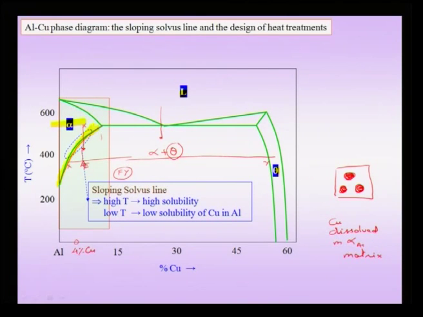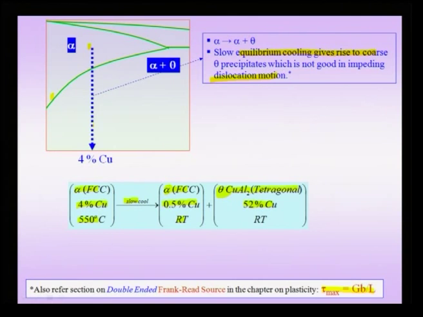and the solubility decreases with decreasing temperature. But if I slowly cool it, I get my equilibrium theta precipitate, which is very coarse, which is not good for the hindrance of dislocations, and therefore, I would like to produce a fine distribution of precipitates in the aluminum matrix. The nature of these precipitates could be different from theta, as we shall see soon. It may not be the equilibrium theta precipitate, but we will get a fine distribution of precipitates.